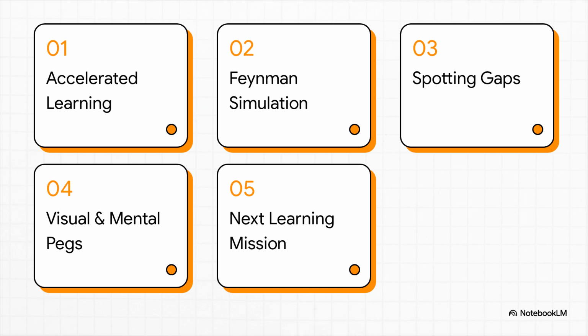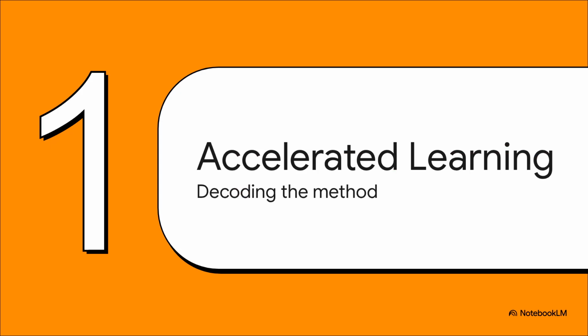Here is our mission map for today. We're going to be decoding accelerated learning, checking out the Feynman simulation, spotting your knowledge gaps, playing around with visual and mental pegs, and finally, gearing up for your next learning mission. Let's get into it. Section 1.